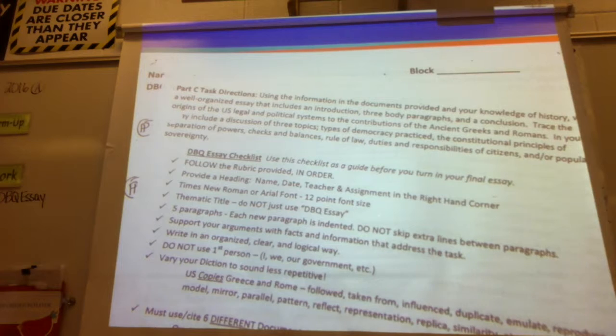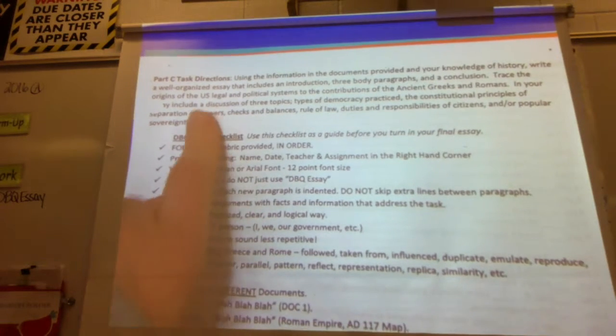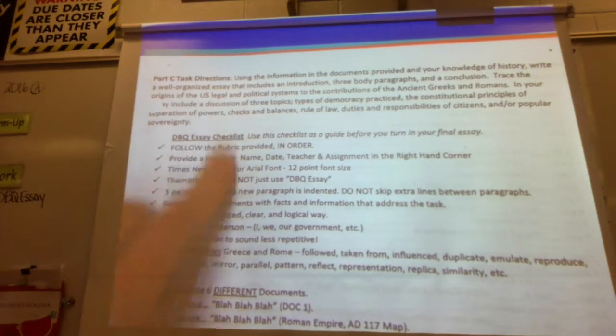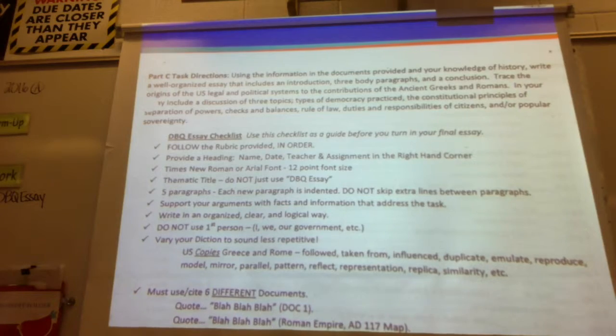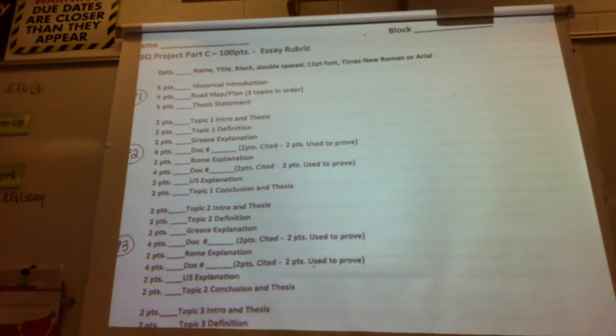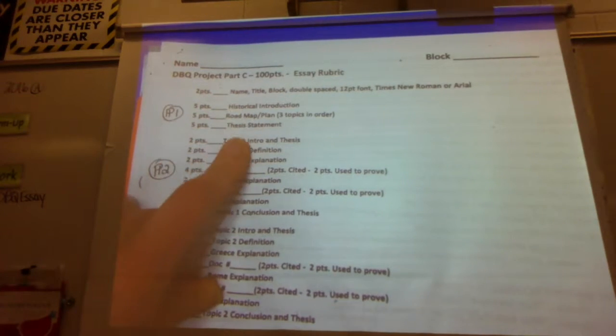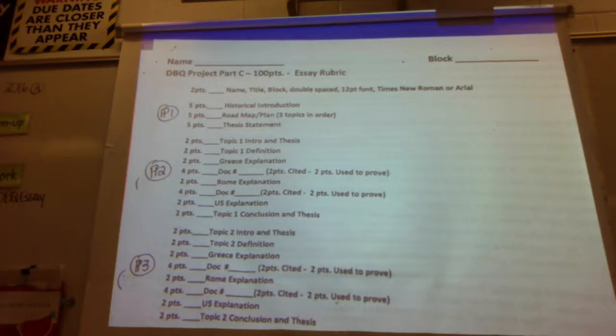Astro gaming headset. All right, so I'm going to talk you through here how to start writing our DBQ essay. So everybody needs to look at this paper here that says Part C and with our task directions. So I'm going to go through this with you, and then we'll flip over to the back side, and as you do your workshop today, your writer's workshop, you'll go down in order of the rubric as you write your paper.